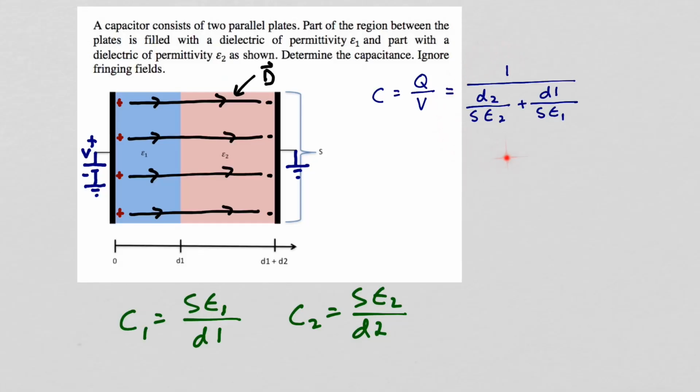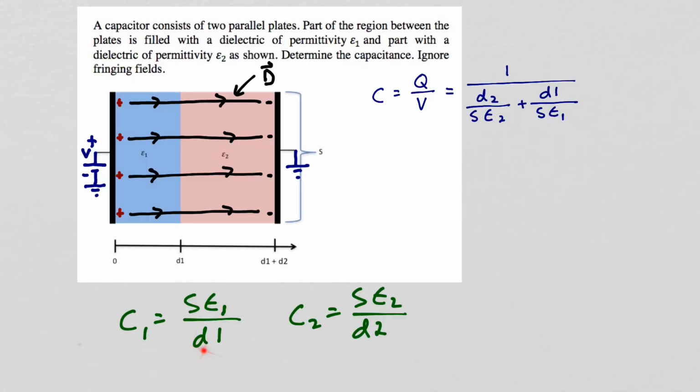This expression is the capacitance of a parallel plate capacitor of plate area S, a material of permittivity epsilon sub 1 between the plates, and a plate spacing of D1. Similarly, this is an expression of the capacitance of a parallel plate capacitor of plate area S, a material with permittivity epsilon sub 2 between the plates, and a plate spacing of D2. So this term is 1 over C sub 2, and this term is 1 over C sub 1.